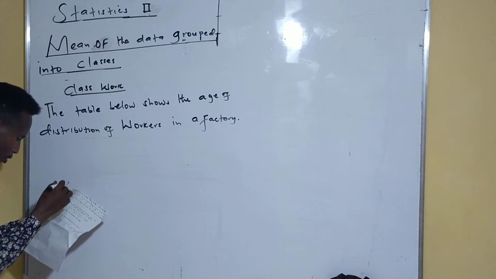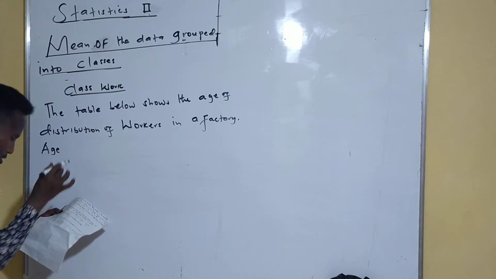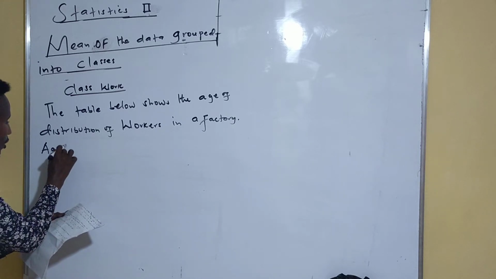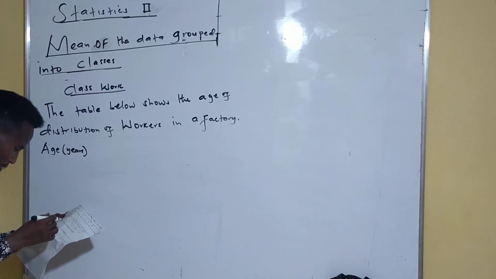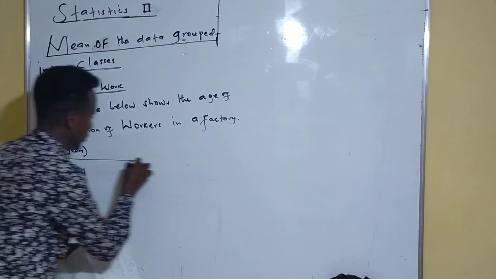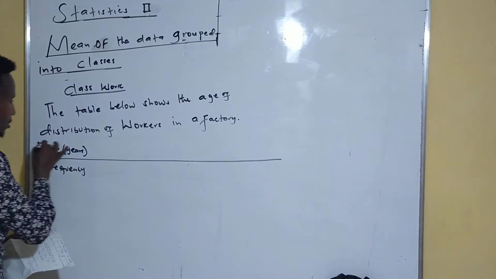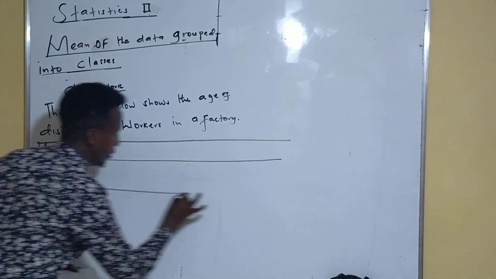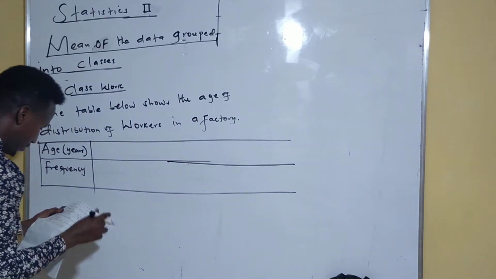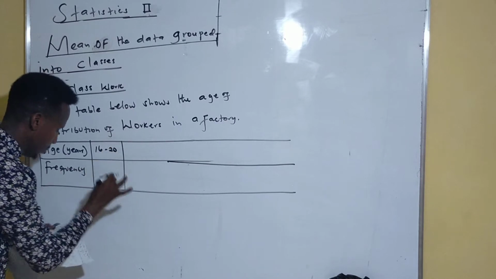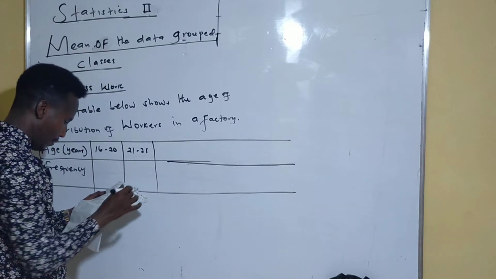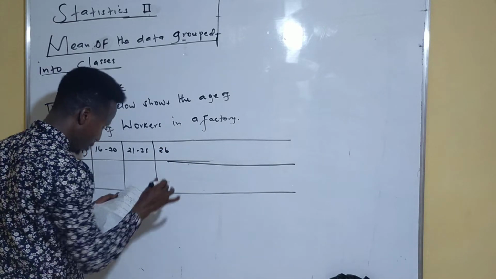So this is the table, remember? We have age in years, age in bracket, years. Then under that we have the frequency. So you can draw this line until mother notice. Look at this one now. We have 16 to 20. Then we have 21 to 25. Then we have 26 to 30.